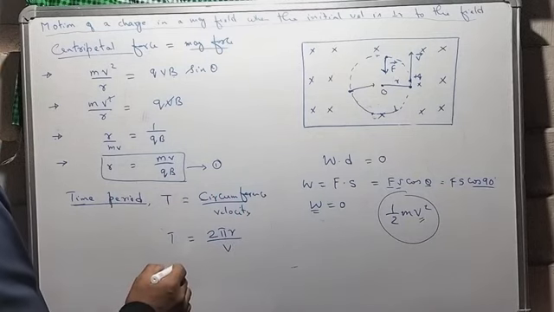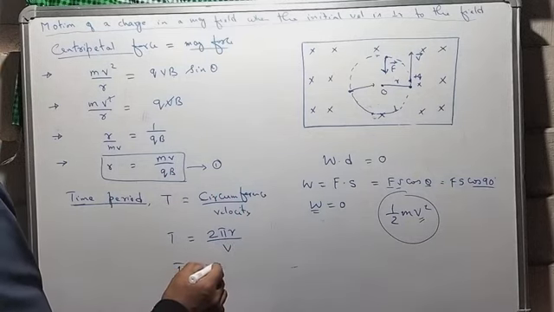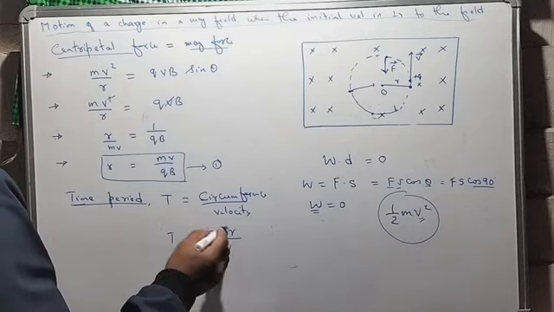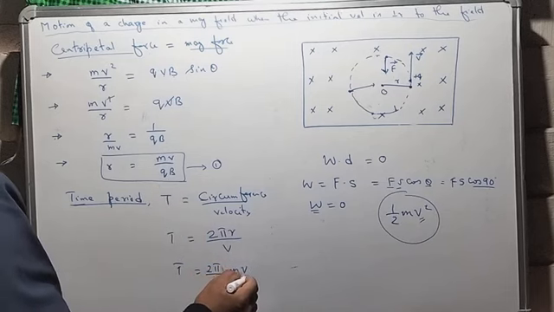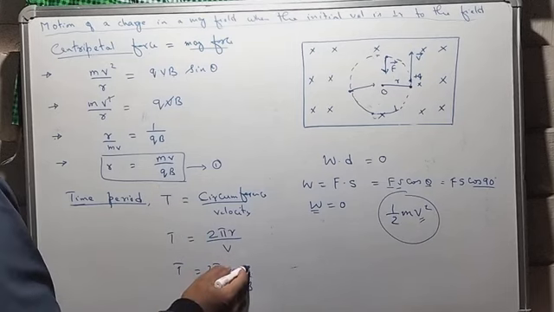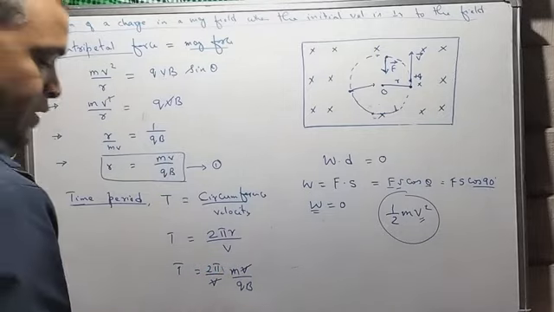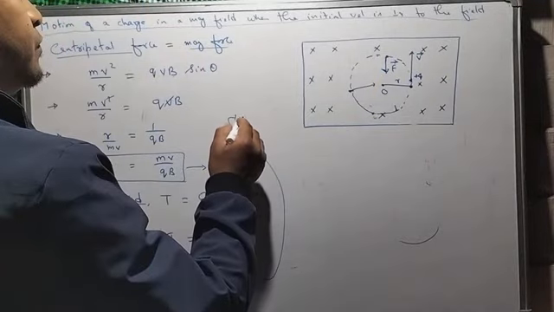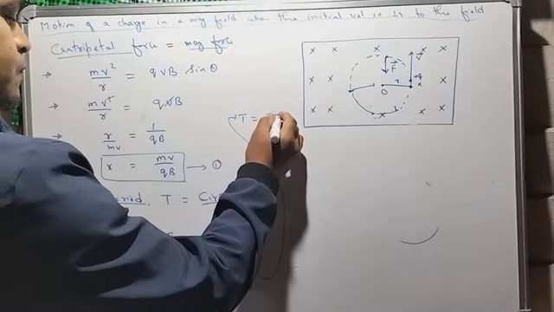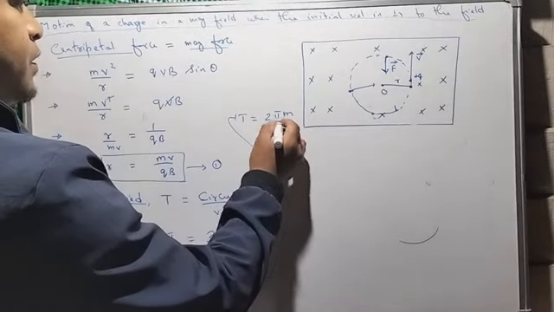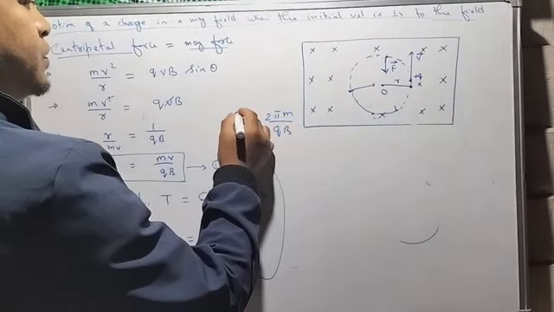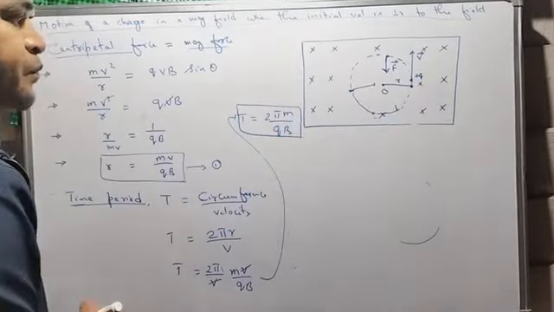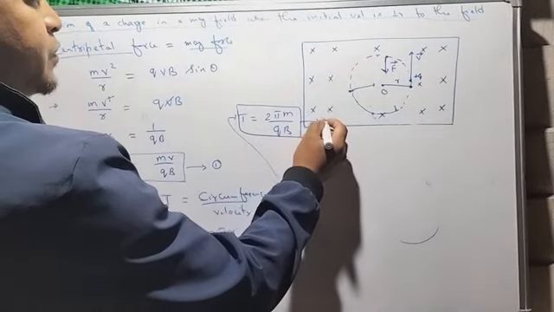Okay, here T is equal to 2 pi r upon v. Instead of r, I'll substitute mv upon qB. So this v with this v cancel. So I will get T is equal to 2 pi m upon qB. So this is the time period of revolution of the charge. Okay, this is my equation 2.